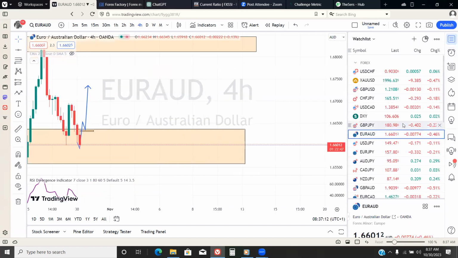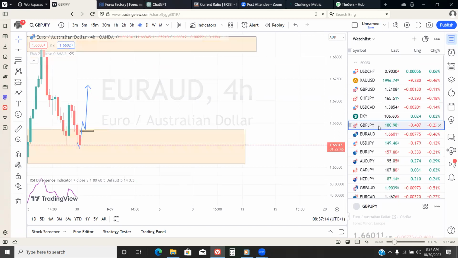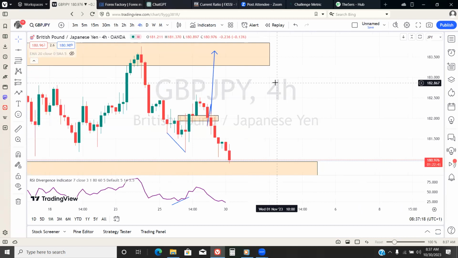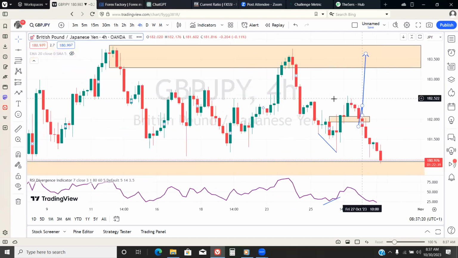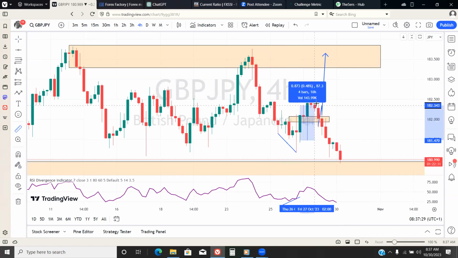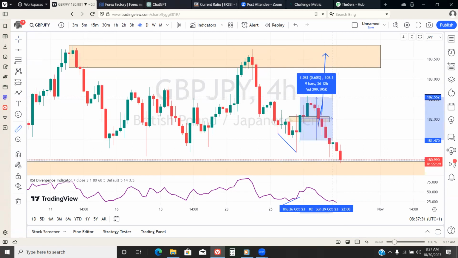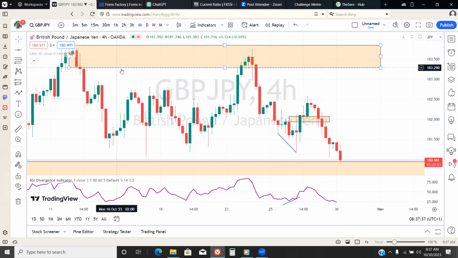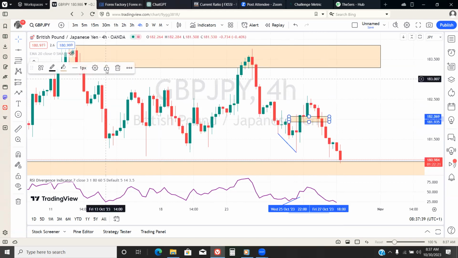Now let's go straight to GBP JPY. On GBP JPY, I gave us a trade, and let's see what they will do at this price. They gave us a very good opportunity to make a good profit of 106 pips, sorry, 108 pips minimum. So now, based on that, what do we expect next?